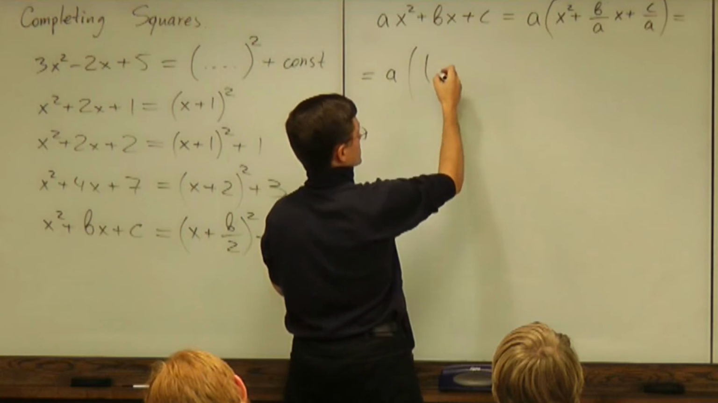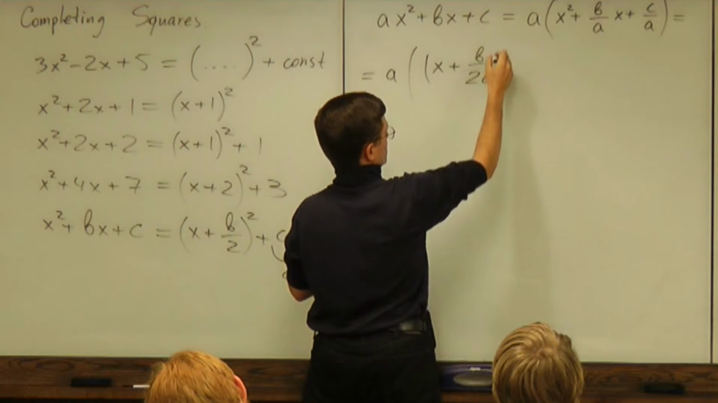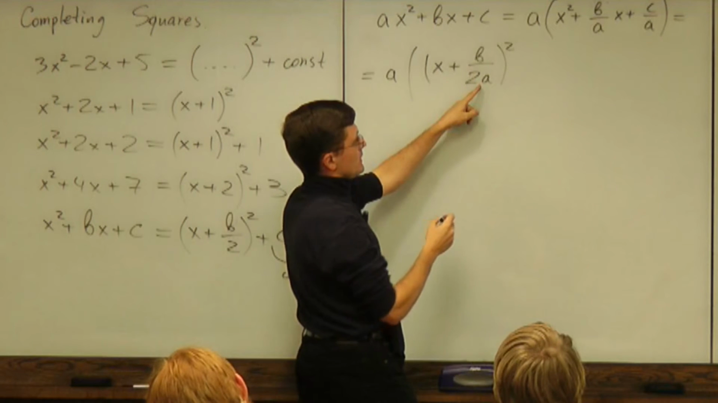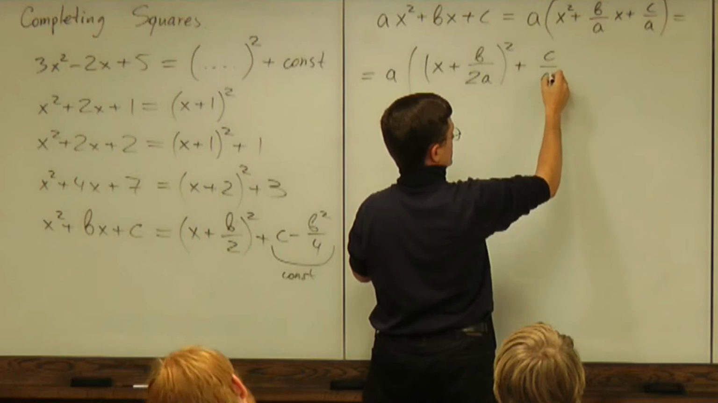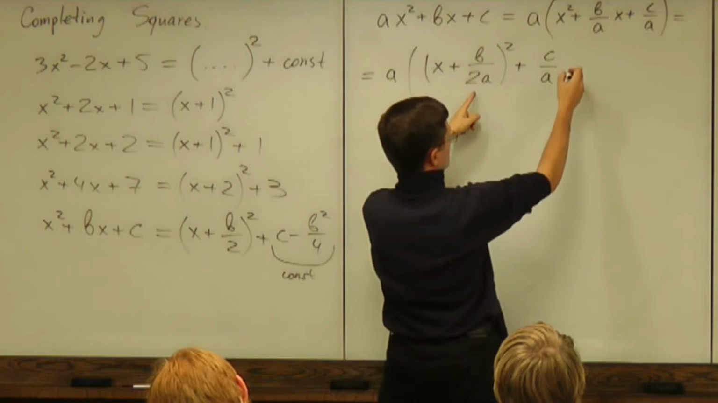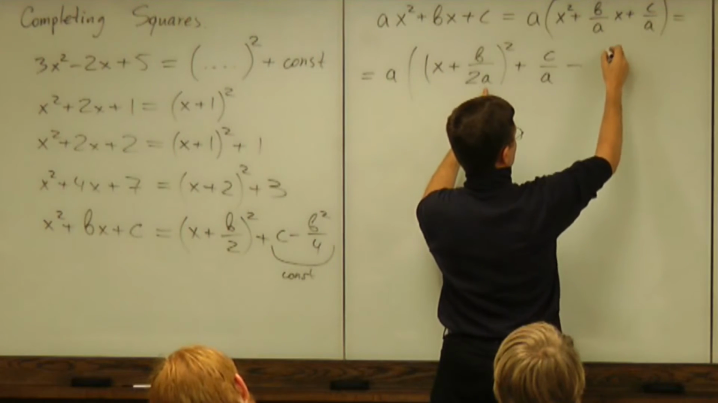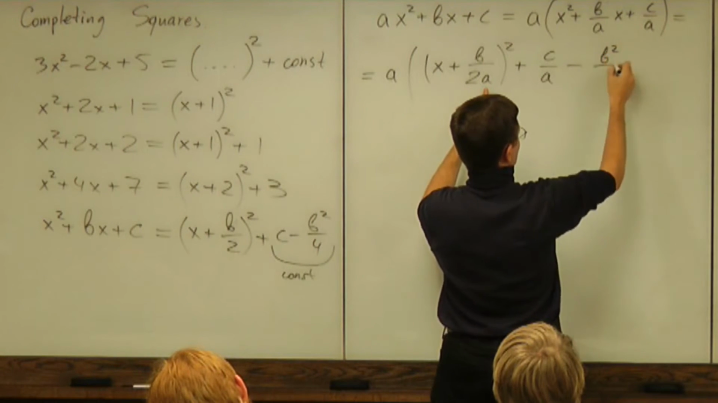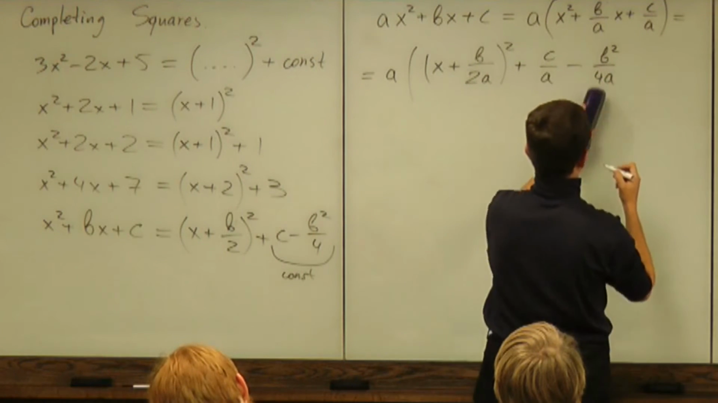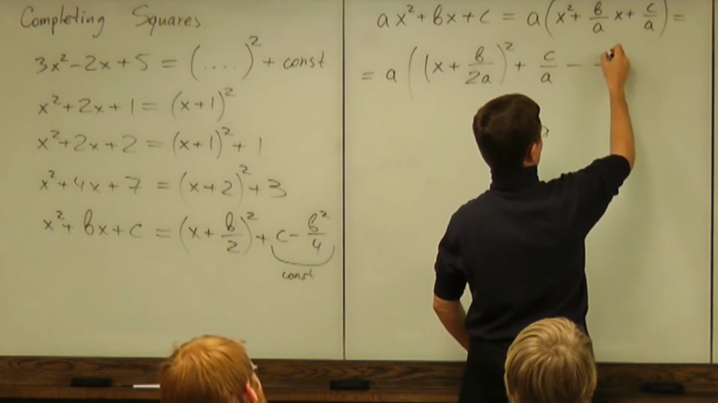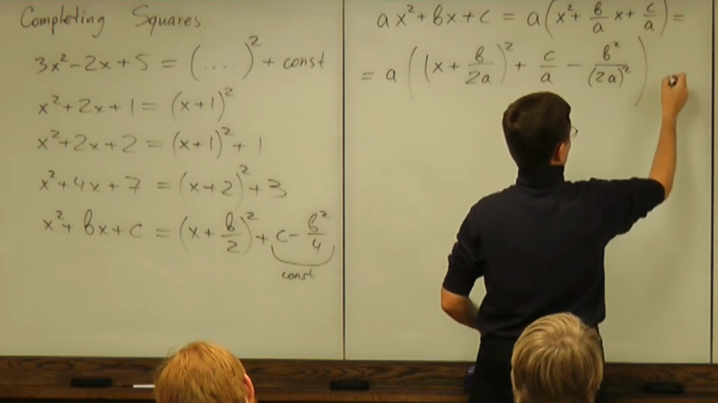So what's the square? Yes, that's exactly what it is. x plus b over 2a all squared. And then the constant is going to be c over a to begin with, minus whatever the square I artificially added there. Minus b squared over 4a squared, yes. I'm just thinking about writing that a little differently. b over 2a, squared. Okay.